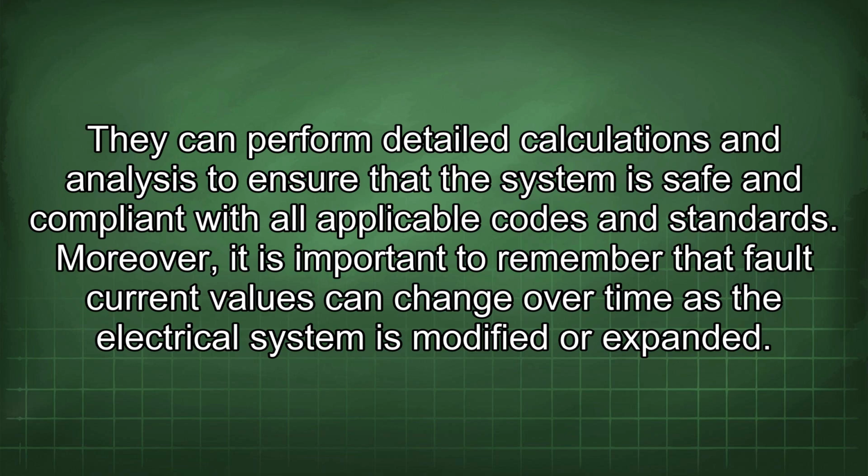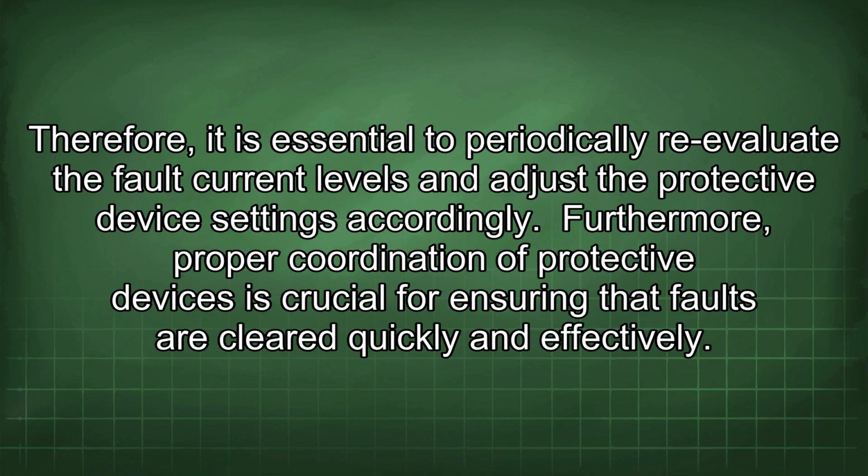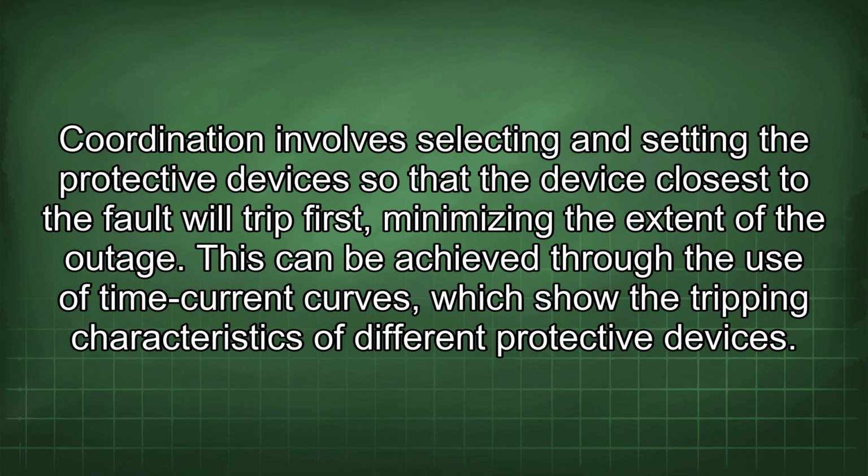Moreover, it is important to remember that fault current values can change over time as the electrical system is modified or expanded. Therefore, it is essential to periodically re-evaluate the fault current levels and adjust the protective device settings accordingly. Furthermore, proper coordination of protective devices is crucial for ensuring that faults are cleared quickly and effectively. Coordination involves selecting and setting the protective devices so that the device closest to the fault will trip first, minimizing the extent of the outage. This can be achieved through the use of time current curves, which show the tripping characteristics of different protective devices.